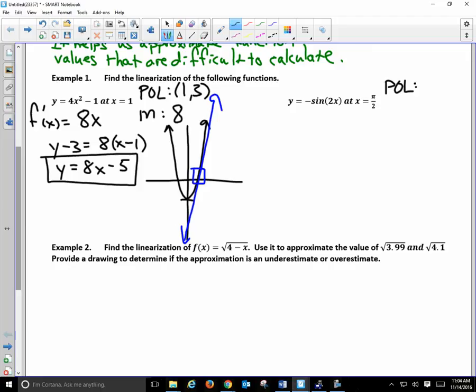I know you guys love trig, so I brought in a trig example here for you. Point on the line will be pi over 2. And what about the y value? I plug in pi over 2, and I get 2 times pi over 2 is pi. What is the sine of pi? So sine is going to be the y value, so it will be 0.